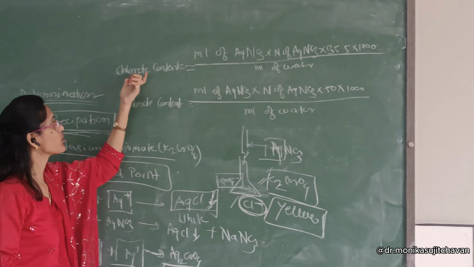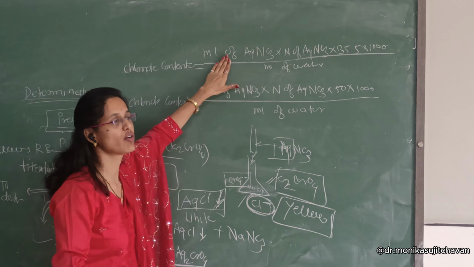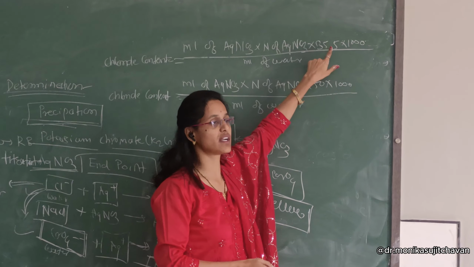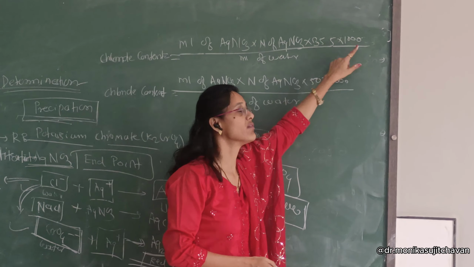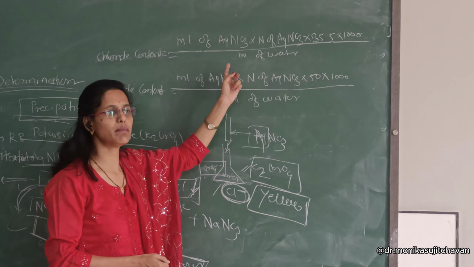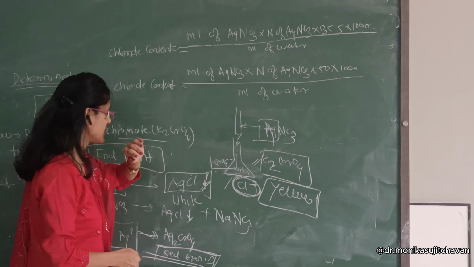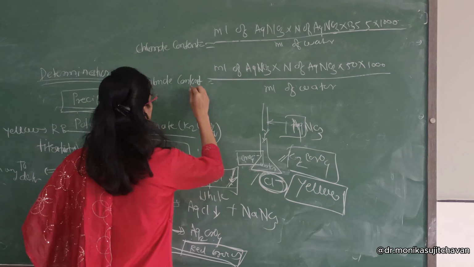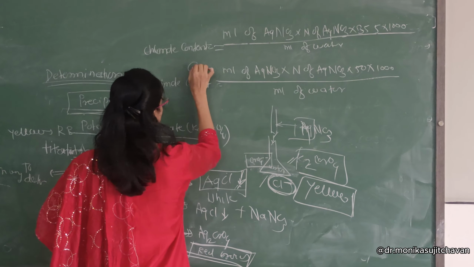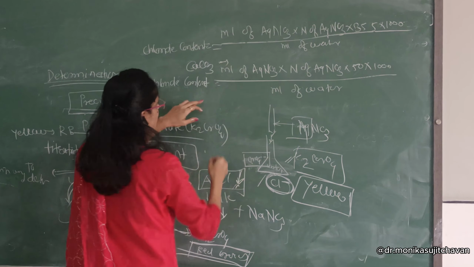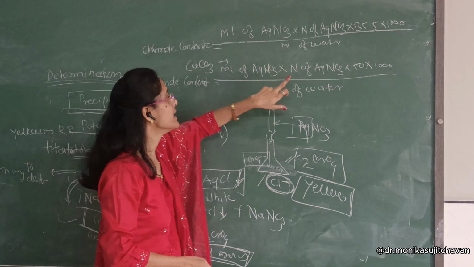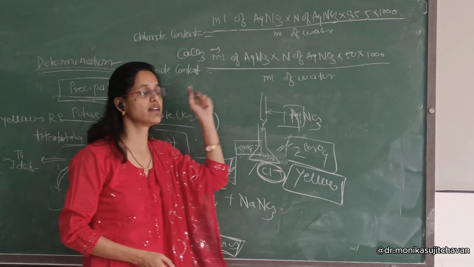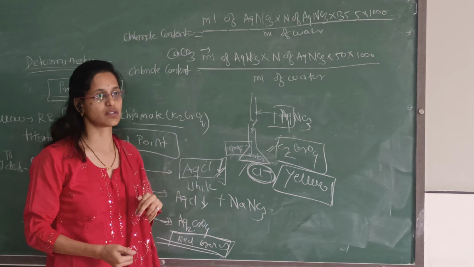What is the formula? Chloride content is equal to ml of AgNO3 into normality of AgNO3 into 35.5 into 1000 divided by ml of water used. We are using 35.5 here instead of 50. If we want to calculate the equivalent to CaCO3, then you can use this formula: ml of AgNO3 into normality of AgNO3 into 50 into 1000 divided by ml of water used. Thank you.